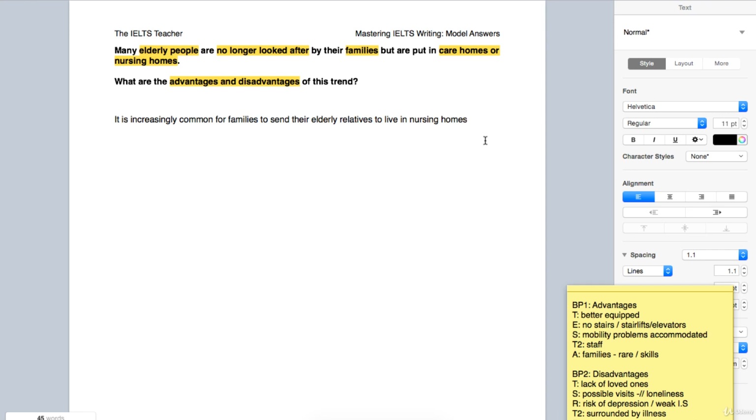So relatives to live in nursing homes, instead of or rather than, we could go with rather than look after them. We've got look after here. What's a similar expression? Take what? Take care of them at home, as in the family home. So it is increasingly common for families to send their elderly relatives to live in nursing homes rather than take care of them at home.